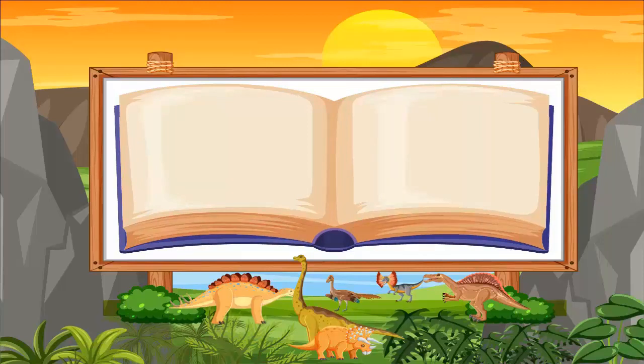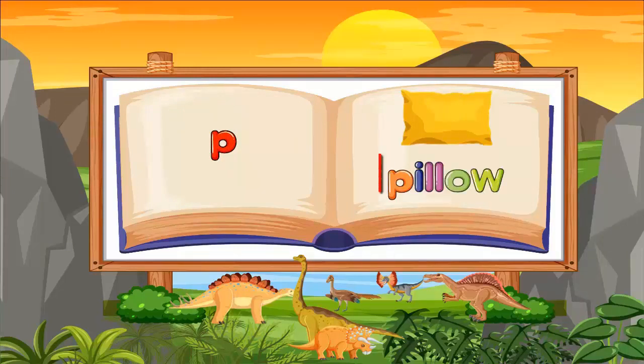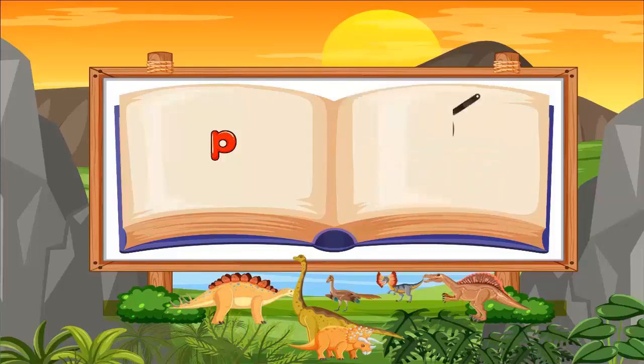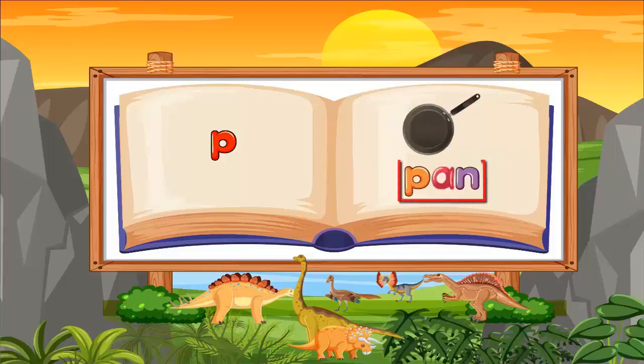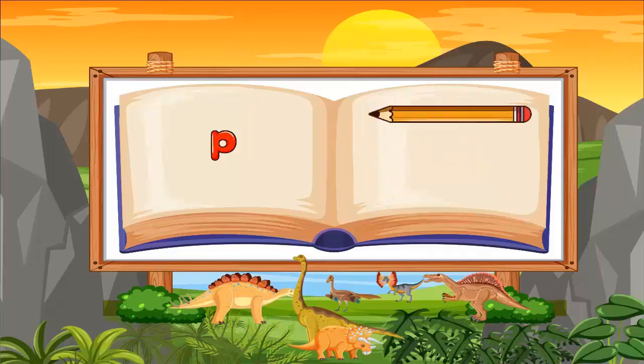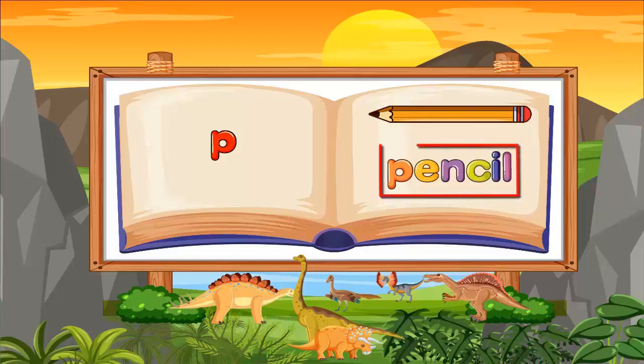We are going to learn words starting with the letter P. P for pillow, P I L L O W, pillow. P for pan, P A N, pan. P for pencil, P E N C I L, pencil.